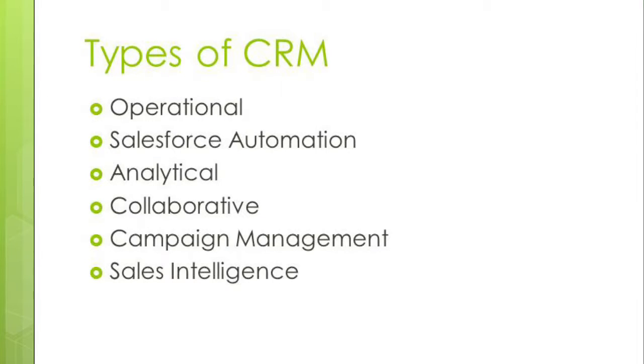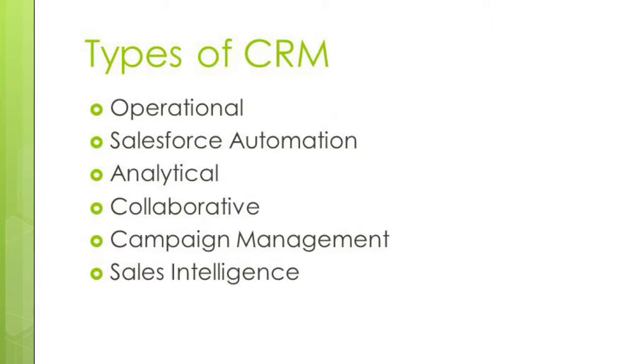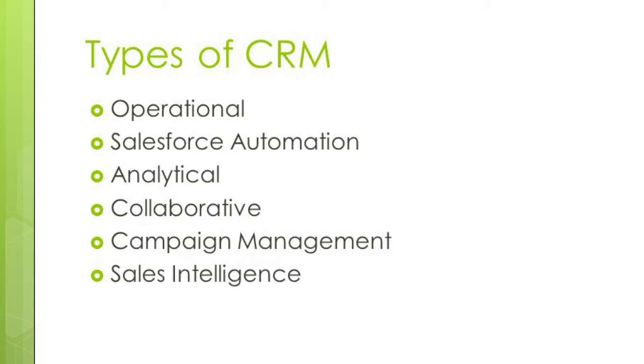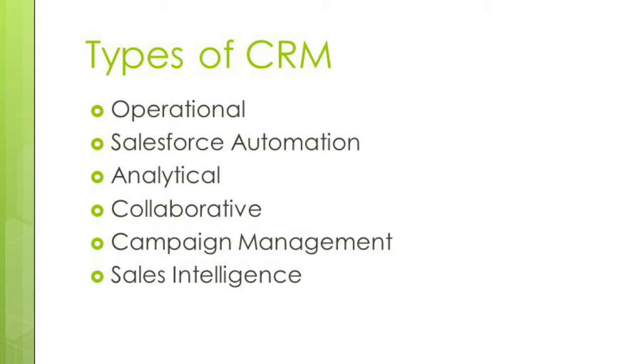There are 6 main types of CRM systems: operational, Salesforce automation, analytical, collaborative, campaign management, and sales intelligence. Operational CRM systems bring together account information, contact information, purchase history, pre-sales history, and complaint history into one view. Salesforce automation keeps track of every step in the sales process. It can even store scripts to assist users in talking with customers during that sales process.